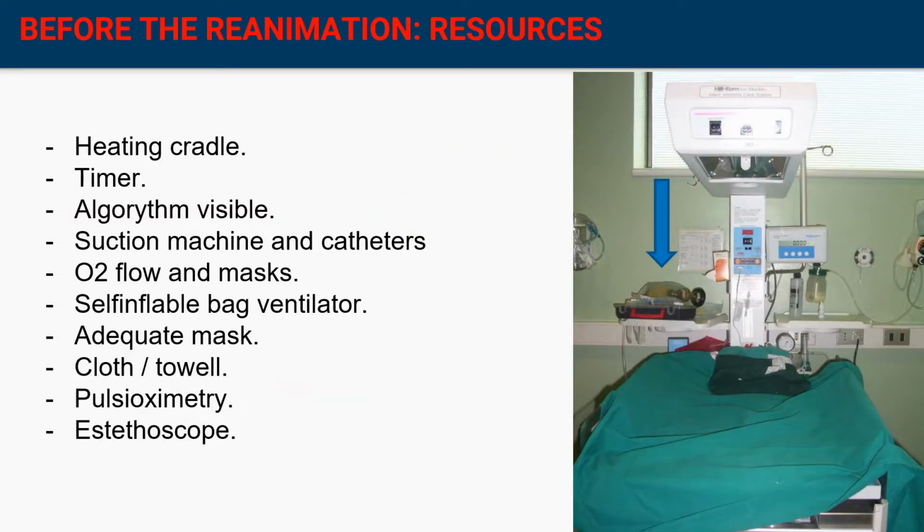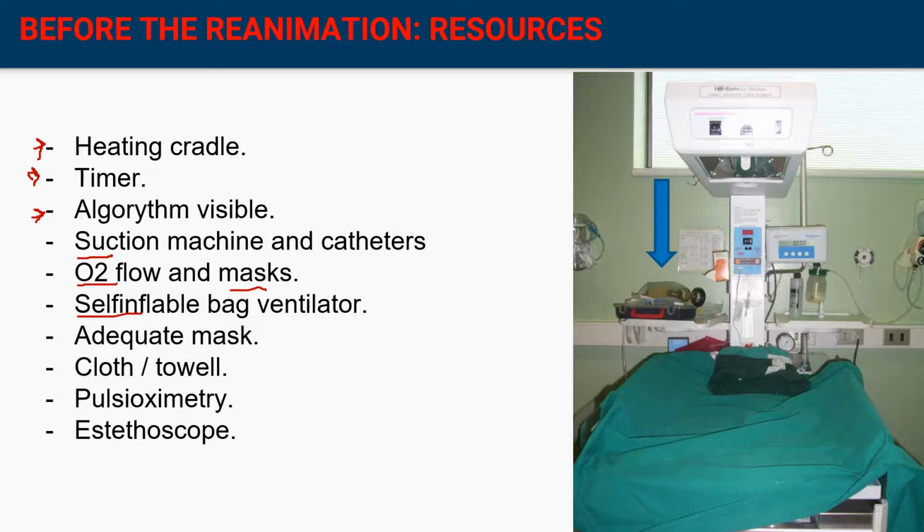So here is the answer about the material resources. We need a heating cradle, of course, because one of the important parts of the reanimation is to prevent the hypothermia of the baby. A timer, because we need to take the time correctly. An algorithm about how we have to work, like the information, because we can forget some things. Suction machine and catheters of different sizes depending on the gestational age of the baby. Oxygen, of course, and the mask, depending also on different sizes.